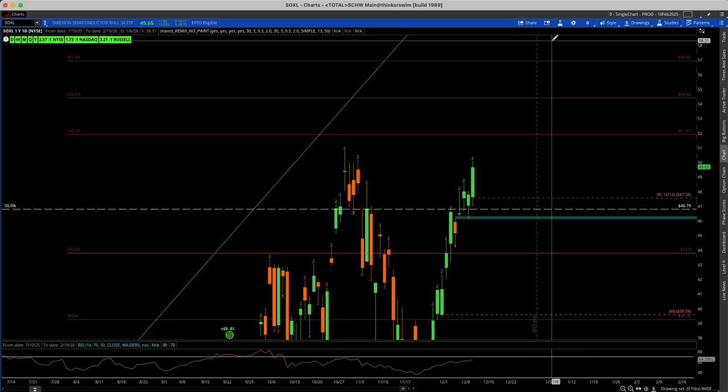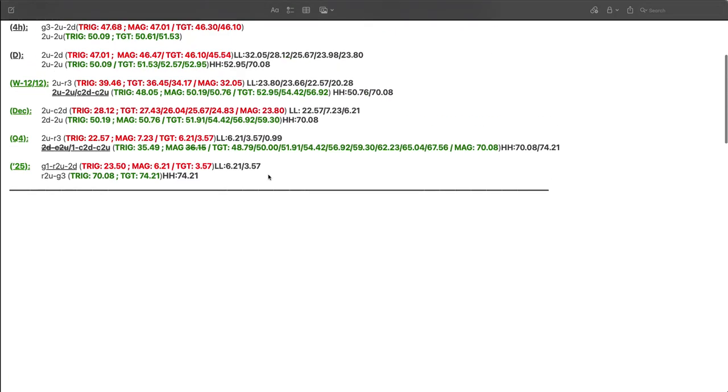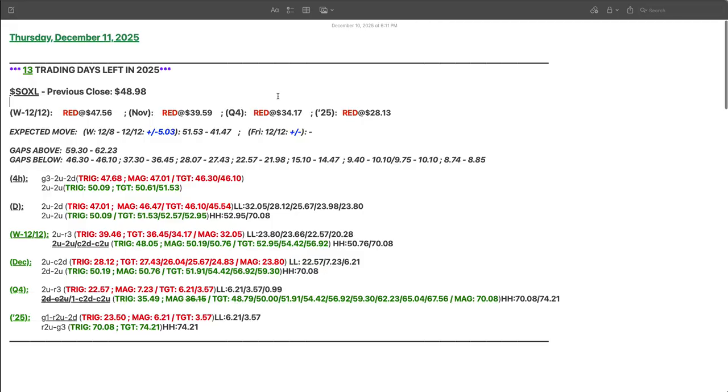All right, let's go back to the notes here. Now that we've zoomed in, let's take a look at the important information here, right? So this is December 11th. There will be 13 trading days left in 2025 on Thursday. The close price on Wednesday was 48.98, and then we know what price has to do in order to flip the week red, the month red, the quarter red, and the year red, right?